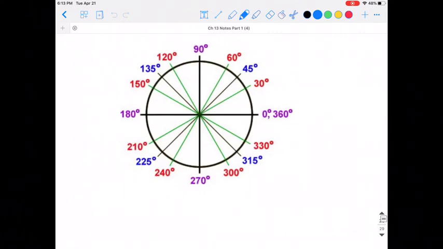So this is a look at our entire unit circle. Based off of the two triangles that we just went over, we can find out the sine and the cosine of any of these angles because they're all either multiples of 45 or multiples of 30. So let's look at a few examples.